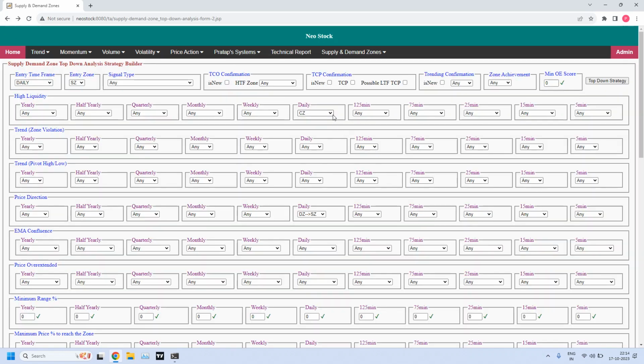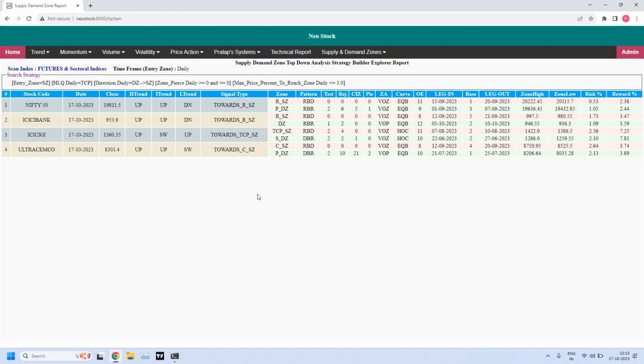And what about counter trend related stocks? Let us select counter trend. This TCP filter. We have Nifty 50. But we are seeing R underscore SZ, right? Yes, actually this stock supports both TCP underscore SZ as well as R underscore SZ. Because R underscore SZ has more priority than TCP underscore SZ, the highest priority is what I am listing in this type. But actually it supports both. That's why it is listed in both the filters.